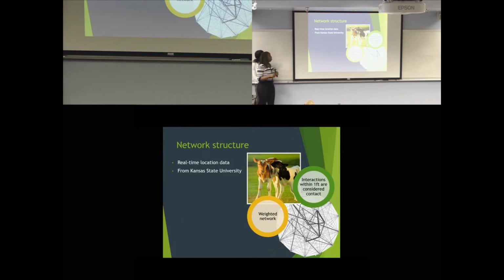Our network structure is based on real-time location data that was created from Kansas State University. These are examples of contact. This one is contact between two cows, 1 foot. And this is the weighted network. The weighted network is based off the real-time location data, and the thicker the links, the more intense the contact.